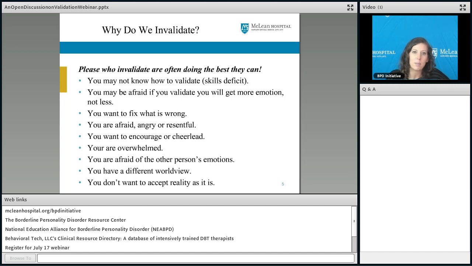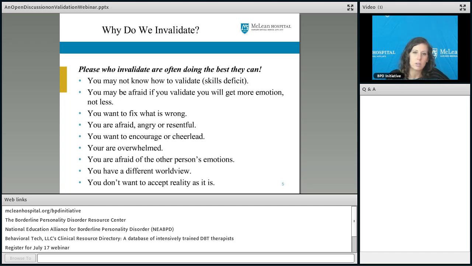We may not want to validate because we may want to encourage or cheerlead. We may be overwhelmed, right? When we are overwhelmed with our own emotions, it's very hard to think about someone else's emotion and the wisdom in it. You might be frightened of the other person's emotion. You may have had experiences with big emotional bursts that have been scary or dangerous, and so you may not want to move in to validate someone's experience because you're afraid of what has happened in the past.